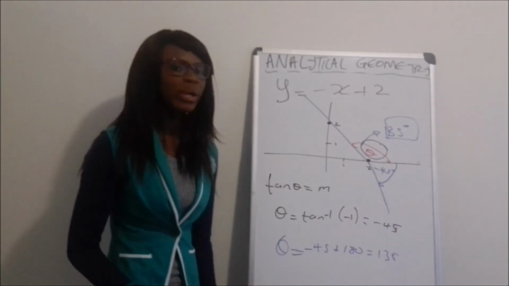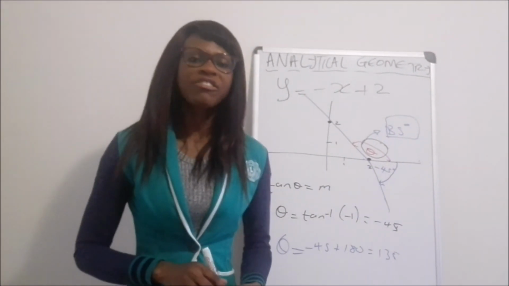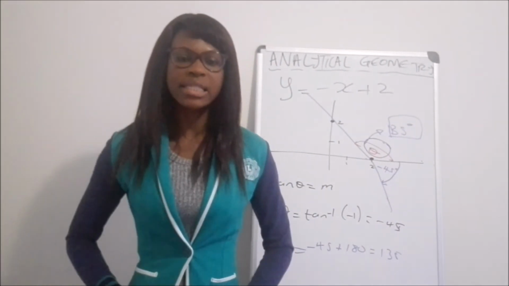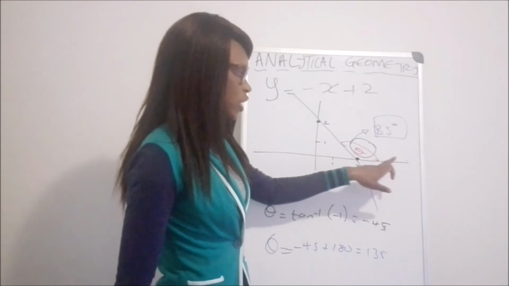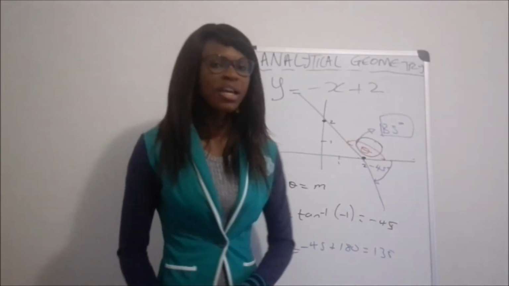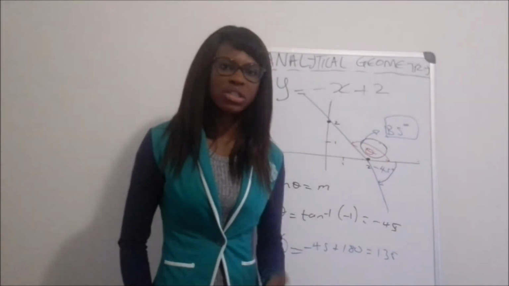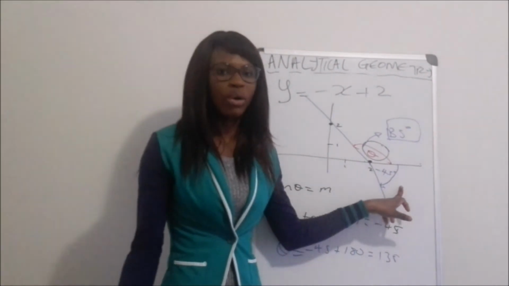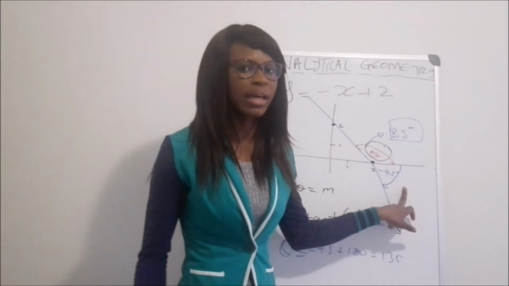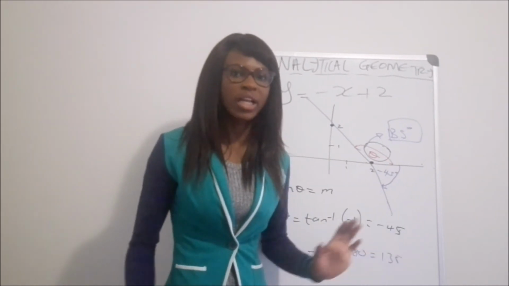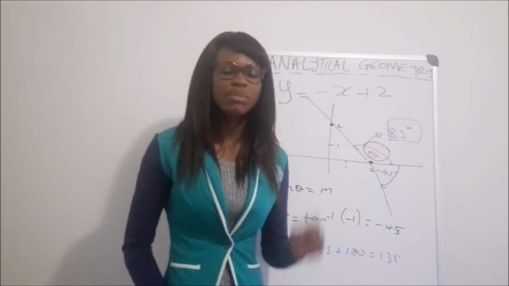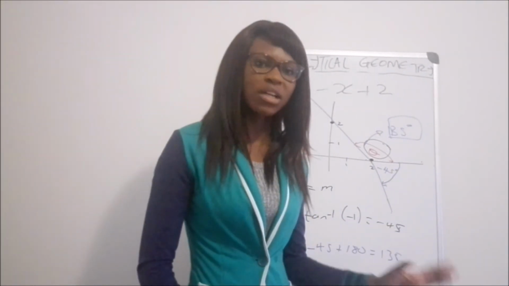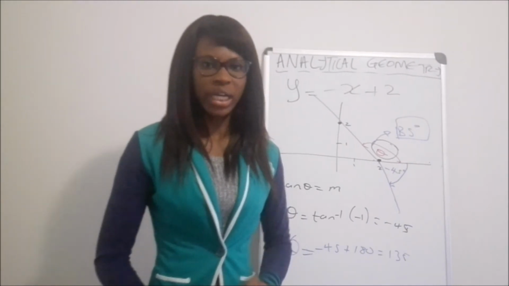So always, if you are given a negative gradient, after finding the angle of inclination using that gradient, please add 180 degrees, so that you get the one which is measured anti-clockwise from the positive x-axis. Because if you just leave it at that, you will have measured this one, which is clockwise. It no longer fits the definition of an angle of inclination, because the angle of inclination is measured anti-clockwise from the x-axis.